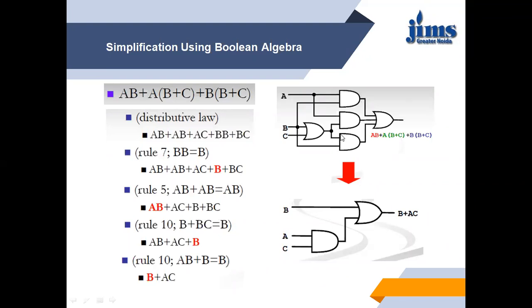So this is the way that we can minimize a Boolean function, and we can minimize the number of gates, hence the cost and hence the complexity. So both can be reduced. And this is always a big challenge when we are designing a circuit.